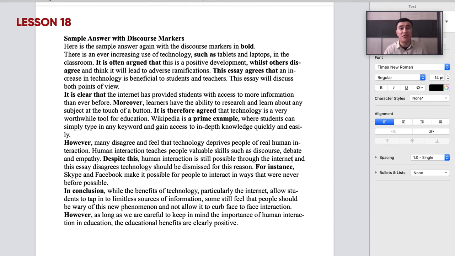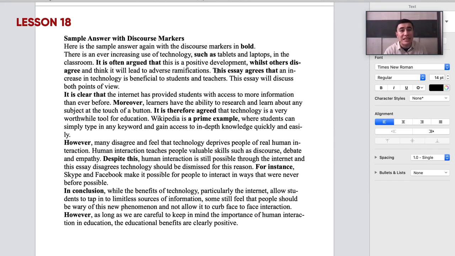The internet has provided students with access to more information than ever before. So again, it is clear that helps you to stick your sentence. Moreover, it means now you are going to add some ideas, you are going to expand on your main idea. Learners have the ability to research and learn about any subject at the touch of a button. It is therefore agreed that technology is a very worthwhile tool for education.